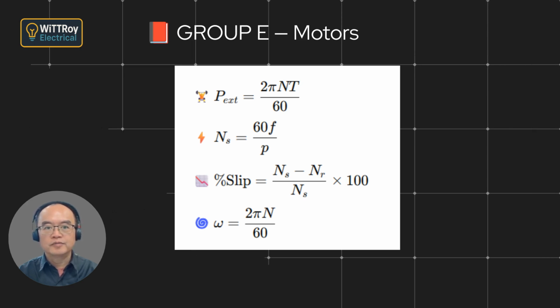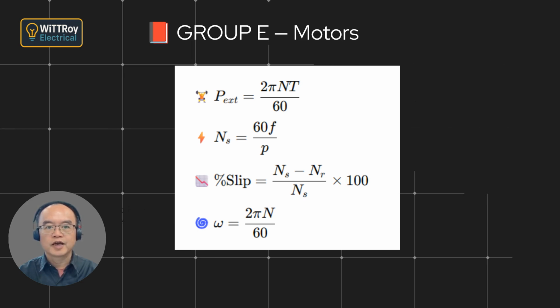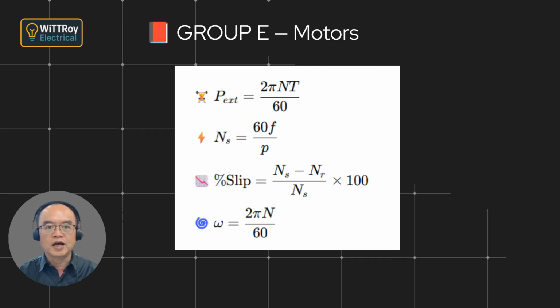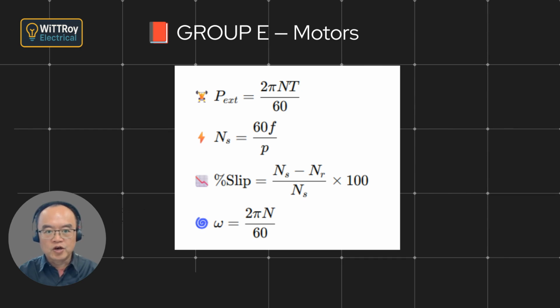Now we go to the next motor formula. The formula is slip equals Ns minus Nr divided by Ns times 100%. This formula tells us how much slower the rotor is compared to synchronous speed. Ns is synchronous speed. Nr is rotor speed. Repeat. Slip equals Ns minus Nr over Ns times 100%.